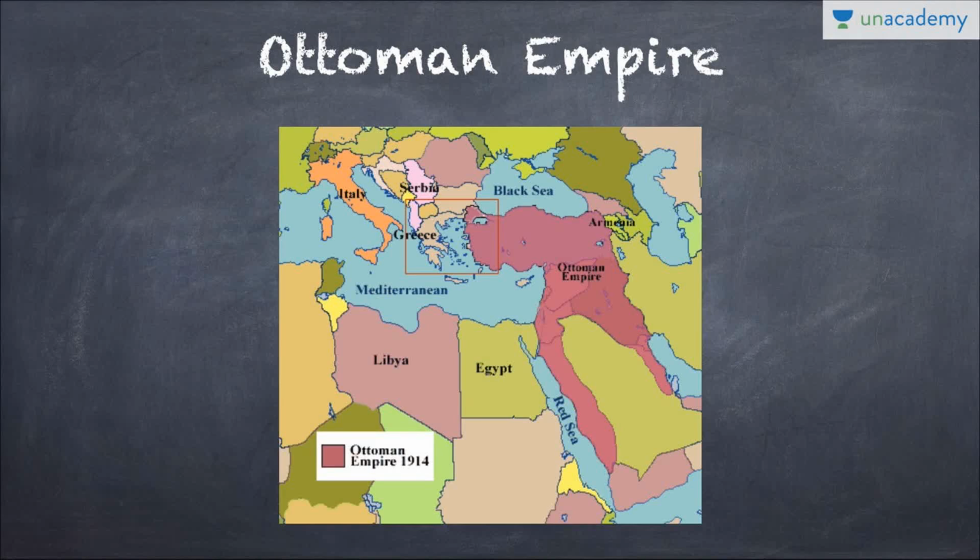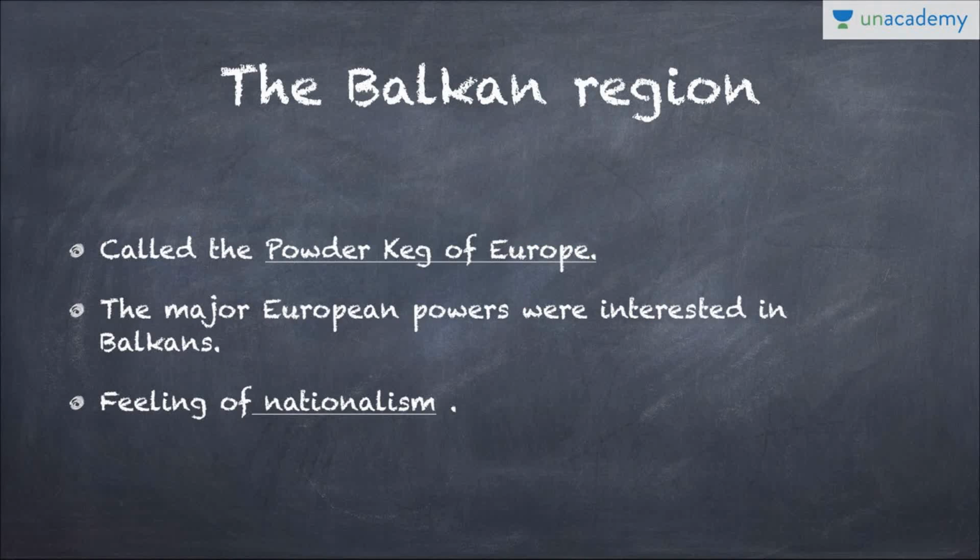Now let us see the Ottoman Empire. So as you can see, this is the Ottoman Empire. It consisted of modern day Turkey, much of the entire Middle East like Saudi Arabia, the Arab world, Syria, Iraq, Lebanon, etc. It was huge back then. Now let us see the Balkan region.